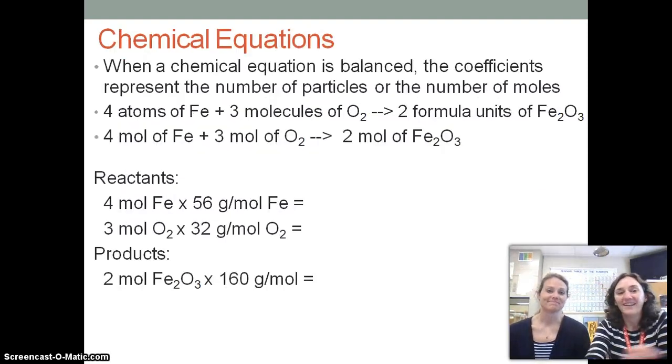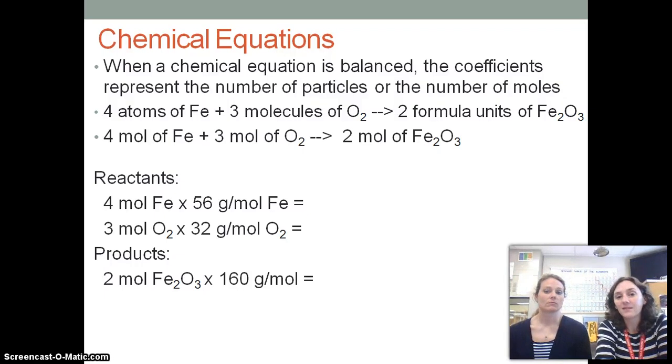You guys have known that for a long time. Let's hope so. So when you balance a chemical equation, you use coefficients to balance it. The coefficients can represent the number of particles or the number of moles. Remember, particles could be atoms, molecules, or formula units. So that first equation there, I have it listed: 4 atoms of Fe plus 3 molecules of O2 and 2 formula units of Fe2O3. That's showing you how many particles you have. And then the second one goes through, and the same thing. You can look at the number of moles.